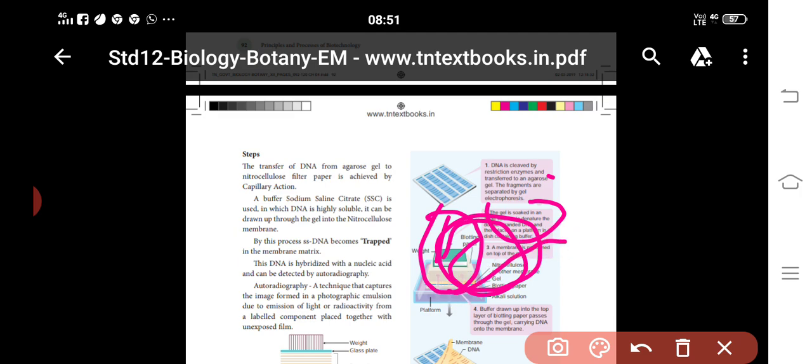It is placed at the top of a platform, depending upon the direction of transfer. Next, pressure is applied evenly to the gel, for good, even contact between the gel and the membrane. Next, the membrane is heated at 60 degrees Celsius.